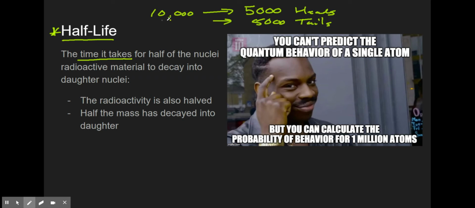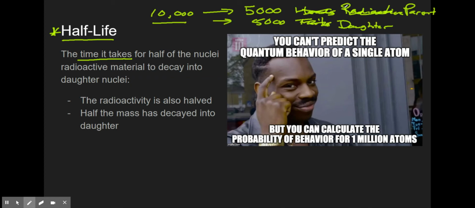Now, half-life then in our analogy, if we ask 10,000 people to flip a coin, at that point, we've gone through one half-life. So we still have all our 10,000 coins, but half are heads and half are tails. That means half are radioactive. Call the heads radioactive. The other half are the daughter nuclei. So we should say half of them remain the parent and half of them are now the daughter nuclei.